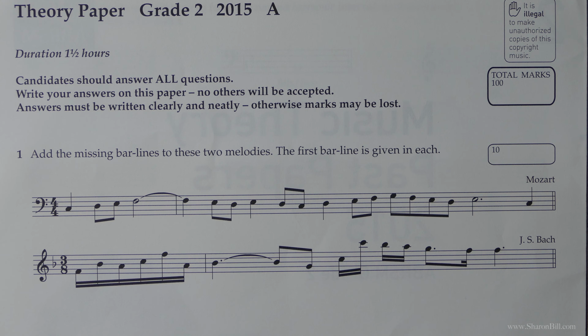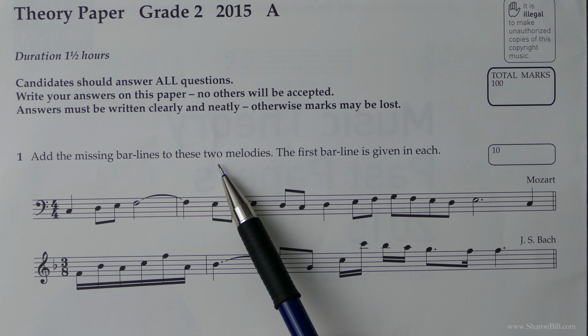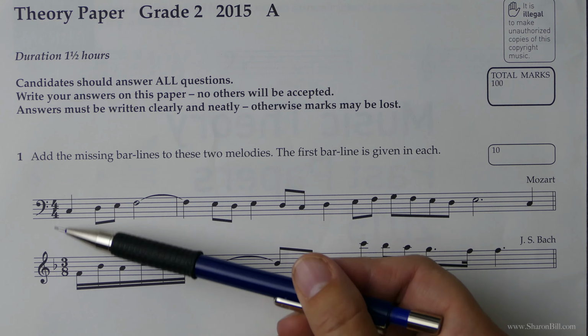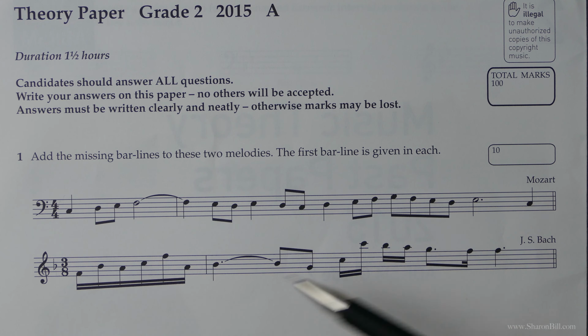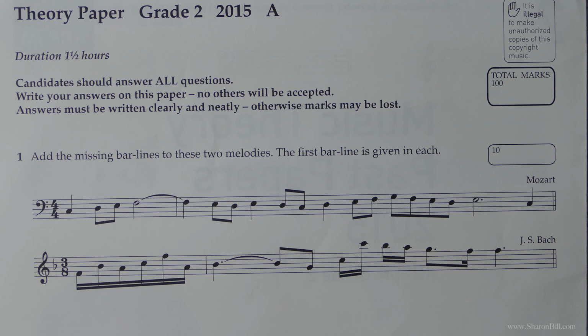So have a go of this on your own first of all, and then it doesn't matter if you make mistakes, you'll learn more thoroughly through those mistakes. And so now we'll check through these together. Question 1 asks us to add the missing bar lines to these two melodies. So there are two melodies, we've got two separate time signatures, so just watch out it's not a continuation. They give us the first bar line in each case.